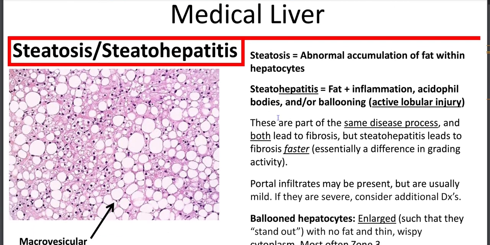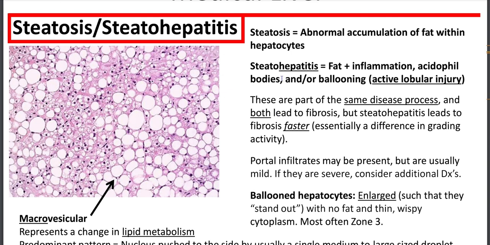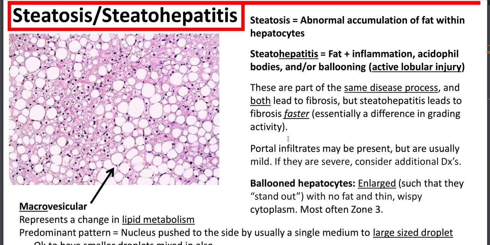So without further ado, steatosis, steatohepatitis. They're both the same disease process and both lead to fibrosis. However, steatohepatitis goes faster. And how do you differentiate? Well, steatosis is just abnormal accumulation of fat, as you can see here. Steatohepatitis, you need the acidophil bodies and/or ballooning, which indicates active lobular injury. Portal infiltrates may be present, but are usually mild. And if they are severe, consider your other differentials, which we will talk about soon.